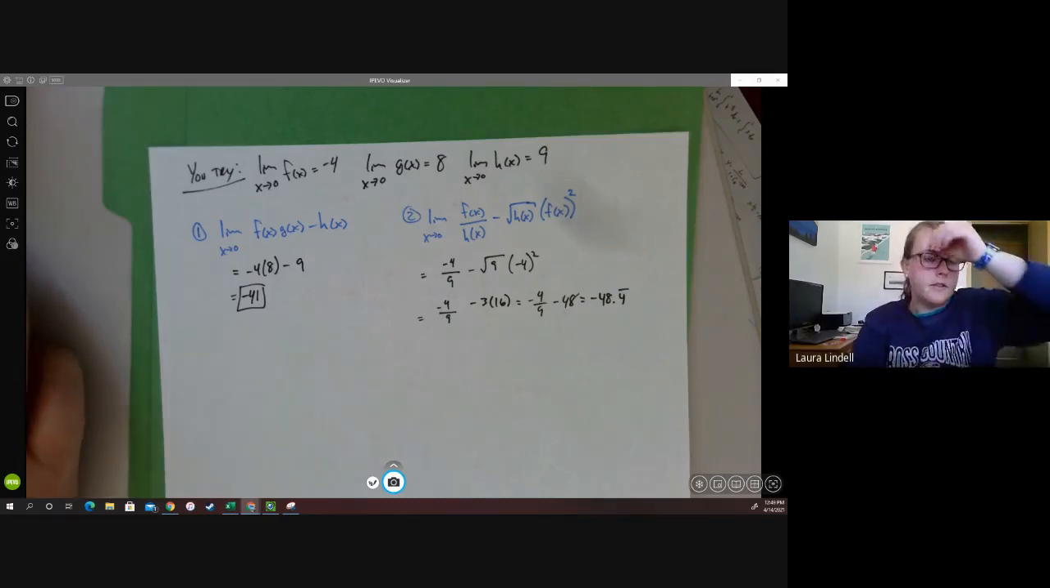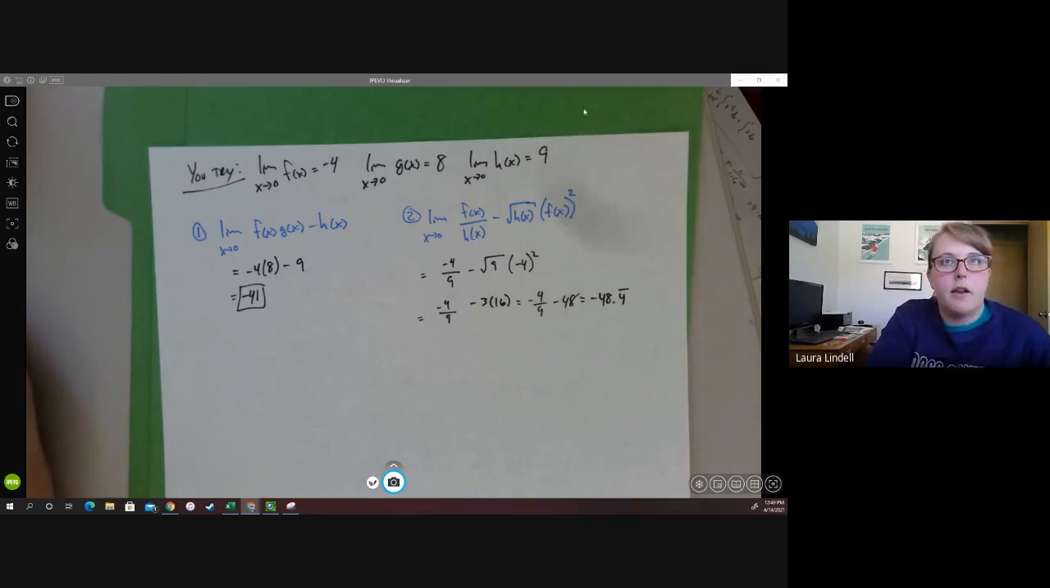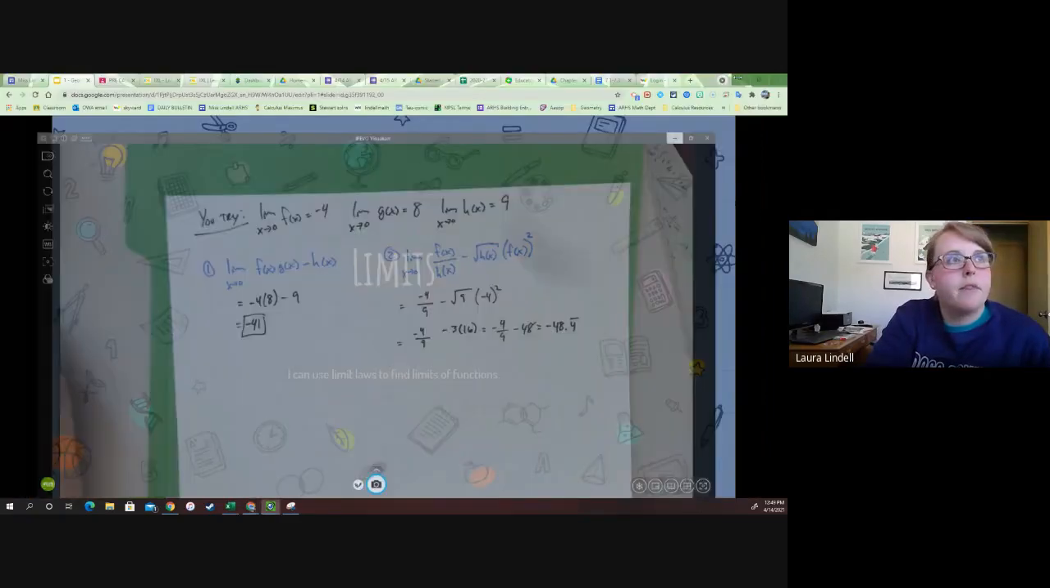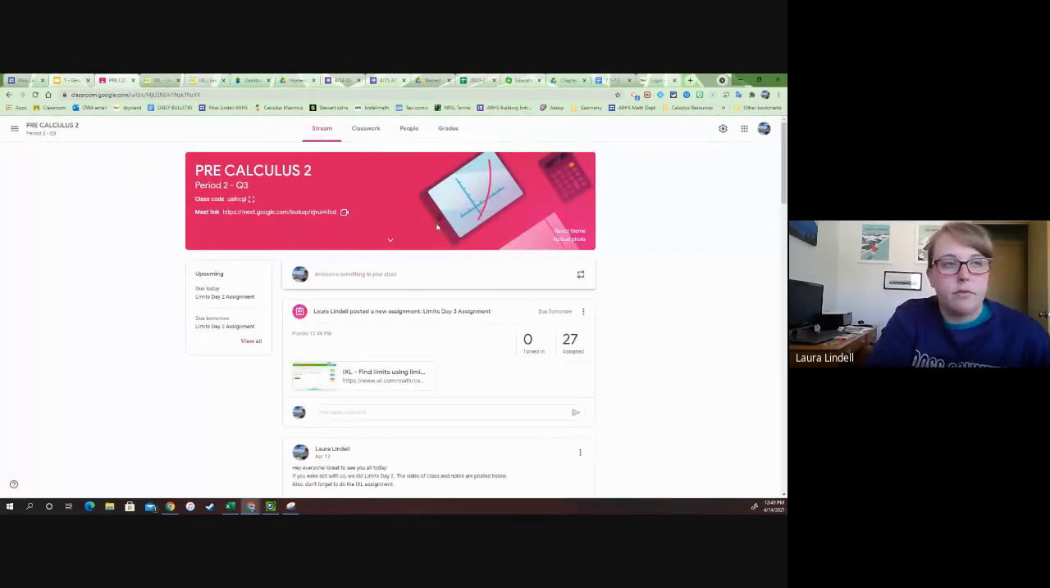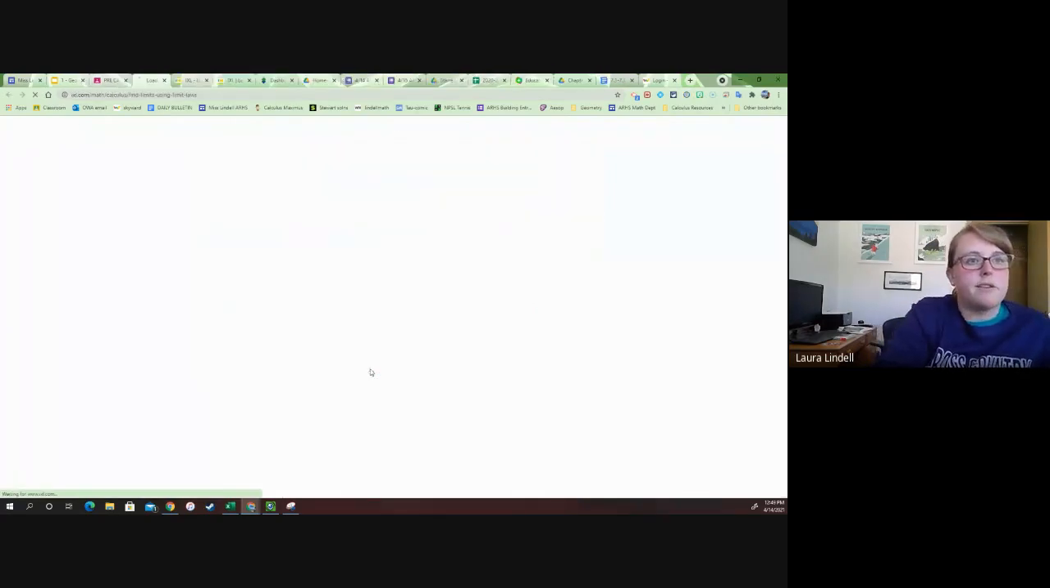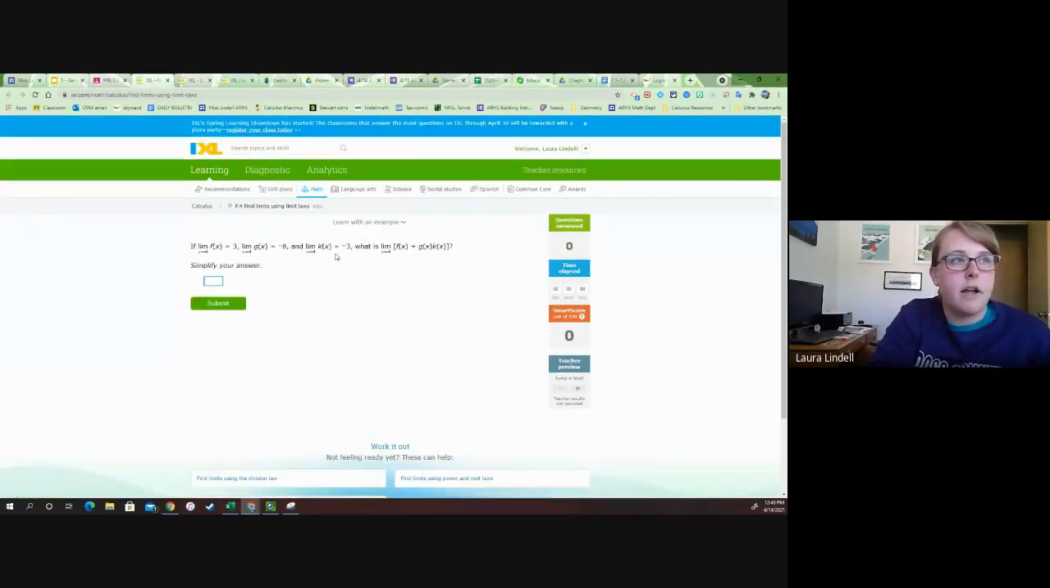Okay. Then let's take a look at today's assignment together real quick and hopefully then get on our way. Might have to refresh the page in Google Classroom. There is one IXL section for today. It is finding limits using limit laws. It's F4. So they'll do something similar, like tell you the limit of f is 3, the limit of g is -8, and the limit of k is -3, and want to know what is f of x plus g of x times k of x. So then we'll go -8 times -3, and then we'll add 3 to that and get 27.